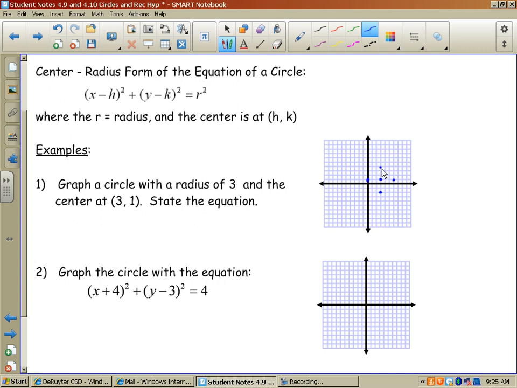So if we count 3 in each direction and then attempt to draw a circle, let's try again. Okay.